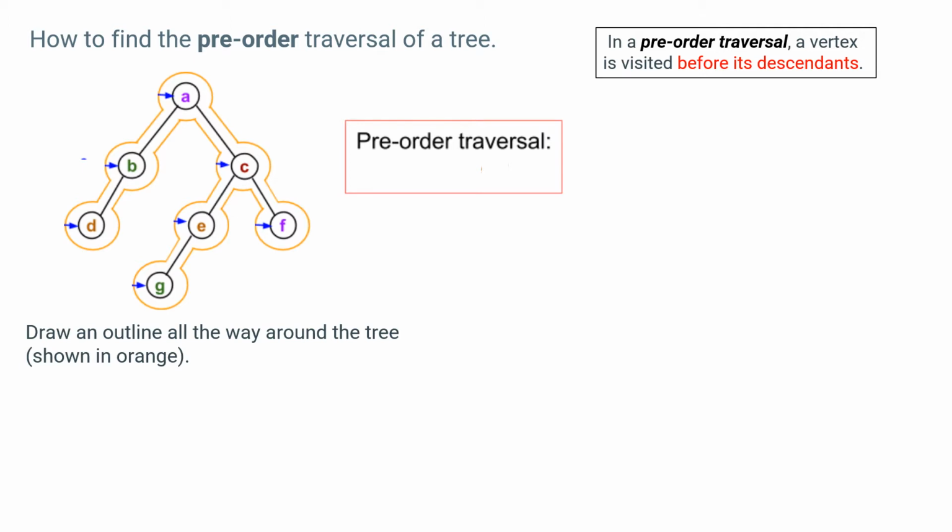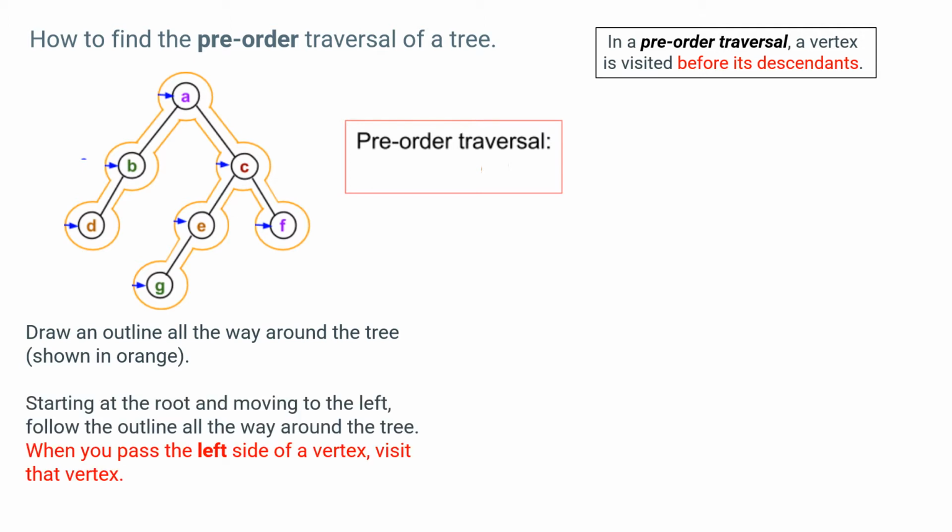Okay, now the next step is to, starting at the root, move to the left. So we're always going to move to the left here. Follow the outline all the way around the tree. When we pass the left side of a vertex, we say that we visit that vertex. So if we're processing something, if we're searching that folder, or printing the name of that chapter of the book or something, then we would do that as we pass the left side of the vertex.